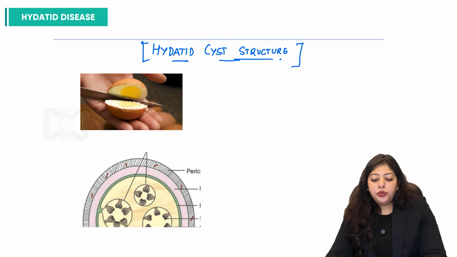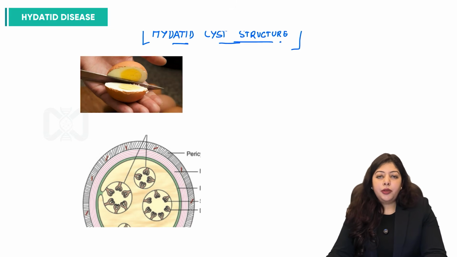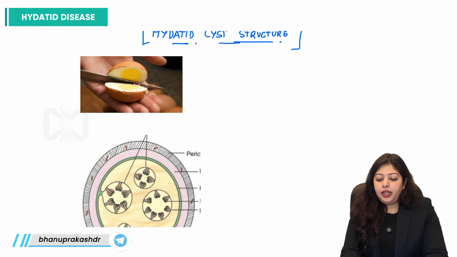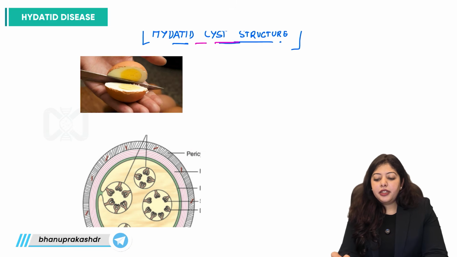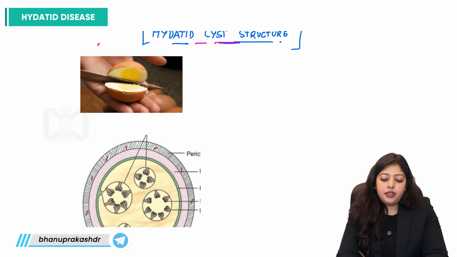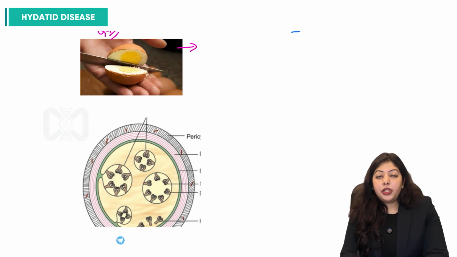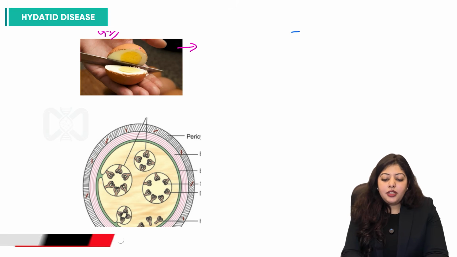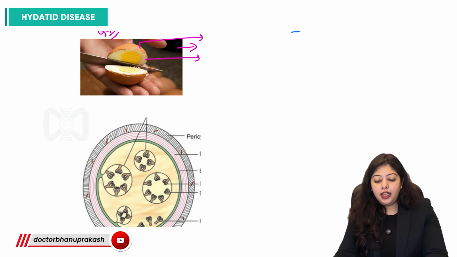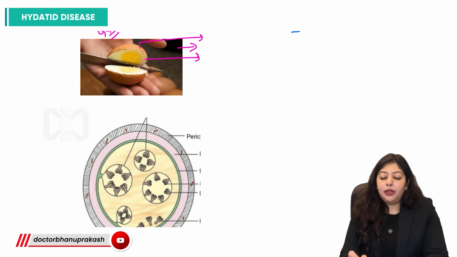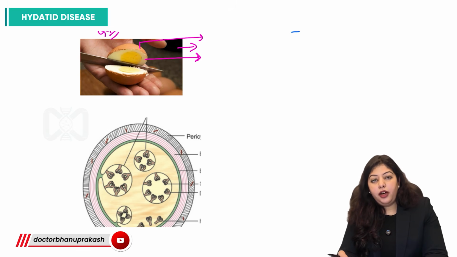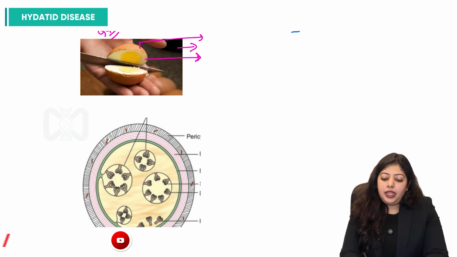So moving on to the next important point in this particular disease, it is the structure of the hydatid cyst, and it is very frequently asked, right? So see this pictorial of a hard-boiled egg. We will be considering two layers of this, the outer shell and the egg albumin of a hard-boiled egg. So this shell, it is hard.